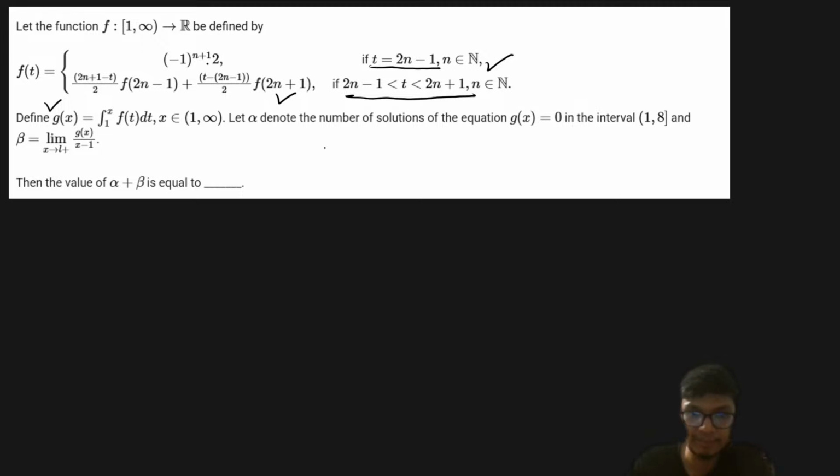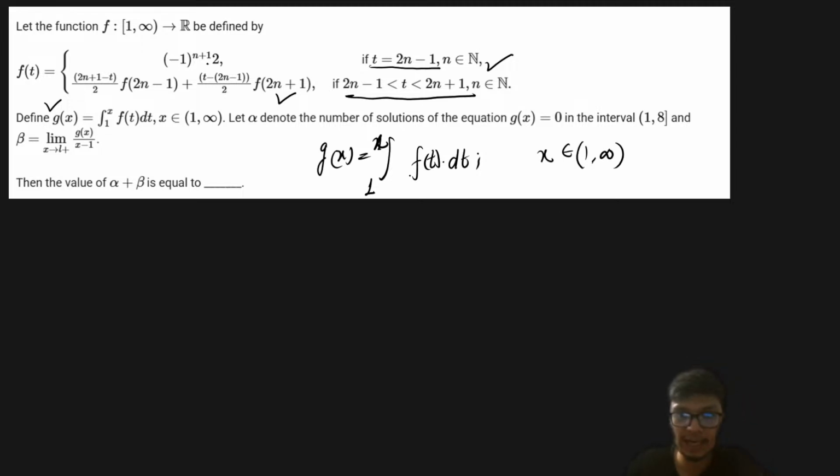Now it is said that there is another function which is defined as g of x. It is given as the integration from 1 to x. It is a variable definite integral. So as you can see over here, it is defined as the integral from 1 to x of the given function f of t dt, right? That is what is mentioned, and it is true for all x greater than 1.